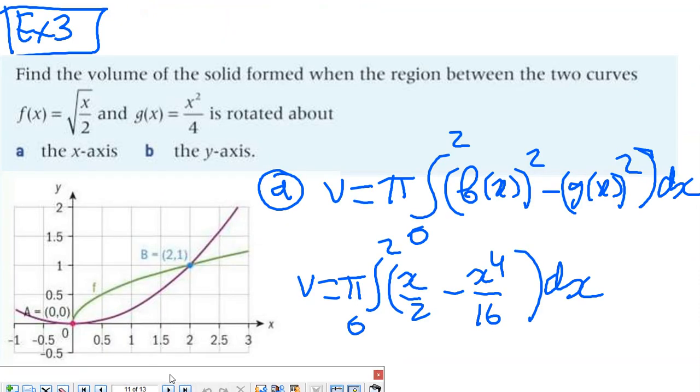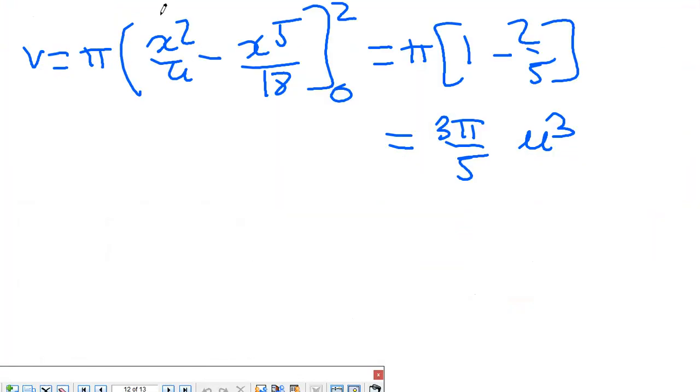The last example is the volume between two functions. I have here two functions, f of x and g of x. The green is f, the purple is g. I need to find the volume if it's rotated about the x-axis. When I say x-axis, it means dx. It means upper minus lower. Who's upper here? It's f of x minus g of x, squared. Then I will square, so it's x over 2 minus x^4 over 16. Normal integration: x squared over 4, and this one is going to be x^5 over 5 times 2 times 16. Then I just replace, and I will get the answer.